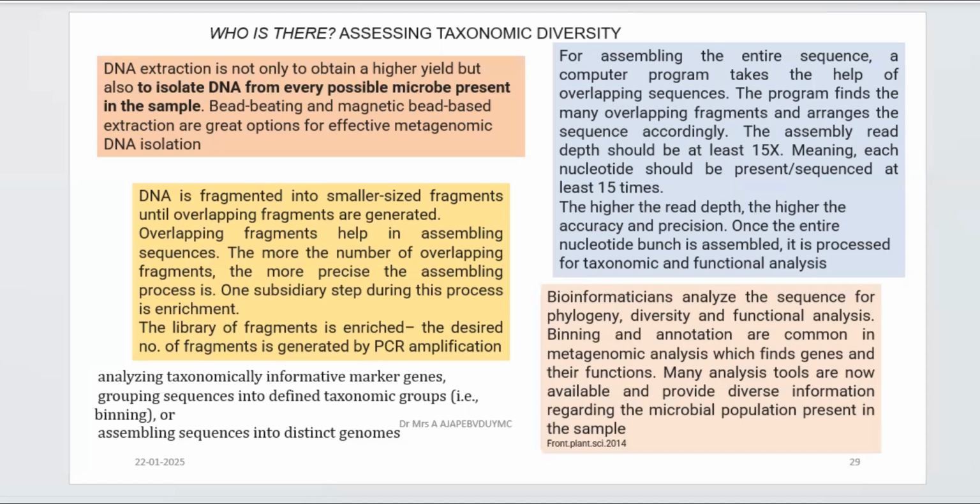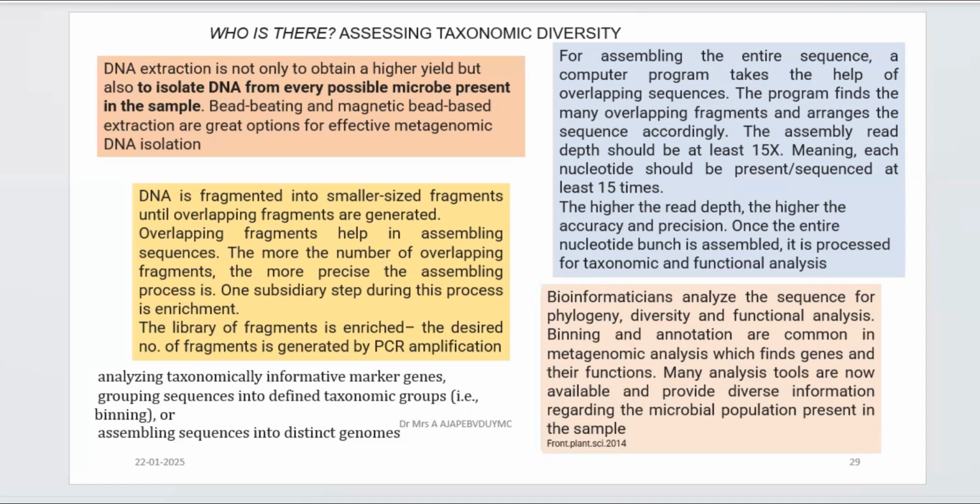When it comes to fragmenting DNA, the DNA is fragmented into small size fragments, but as I said earlier, overlapping fragments are to be generated. Overlapping fragments will help assembling. So the more the number of overlapping fragments, the more precise the assembling process is. Then you are going to prepare the library. Before preparing the library, you will have to enrich the fragments, which is done by PCR. Then you have to look for sequencing and find out the entire sequence, right?